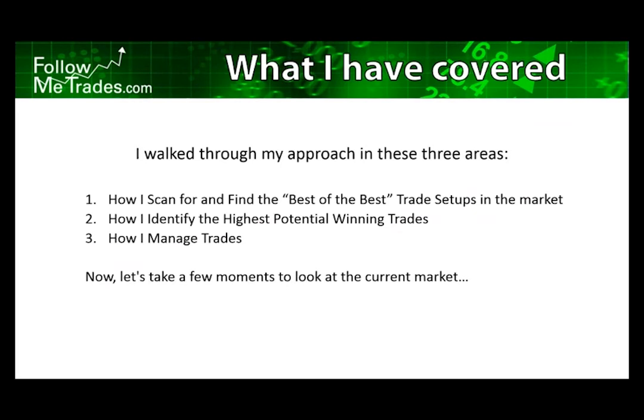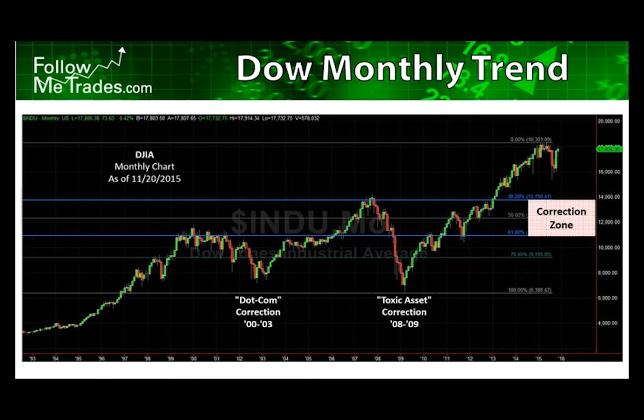So I've walked through, I've showed you how I scan and find the best of the best, how I identify high potential winning trades, the rules I use, how I manage trades. I gave you a setup, my favorite setup. So let's look at the current market. So here's the Dow Jones. I don't have a chart of the SPY, but it's going to be very similar, right? So this is a monthly chart, and I really wanted to just take a moment and point this out, right?